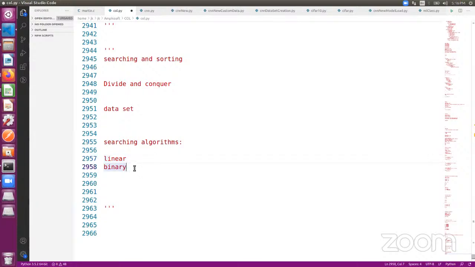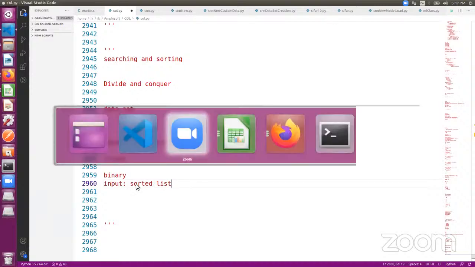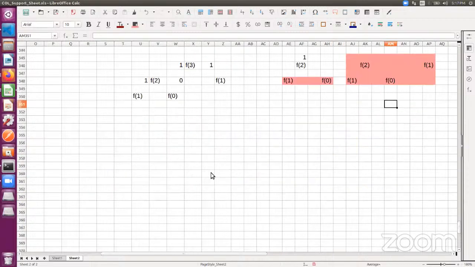Next is binary search. In binary search, the input is a sorted array, or sorted list, whatever you can call it. So the input itself is a sorted list. Now let me explain in the Excel sheet.